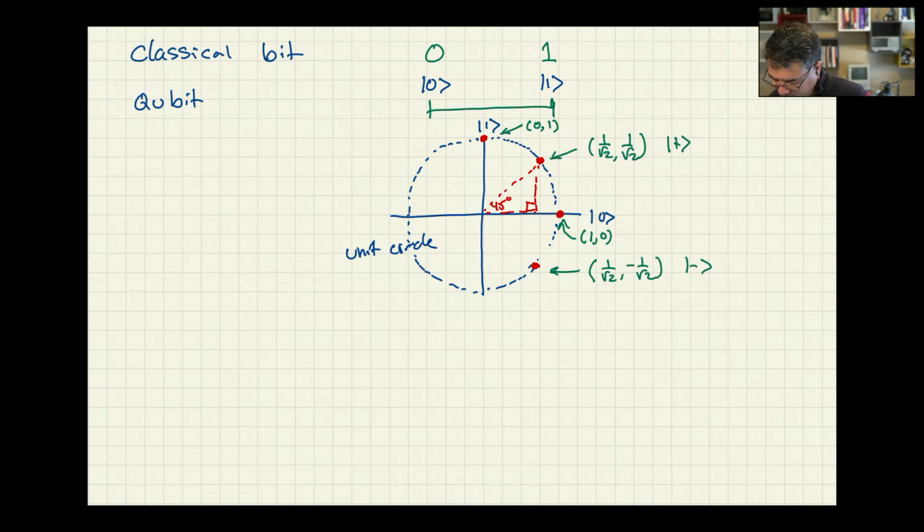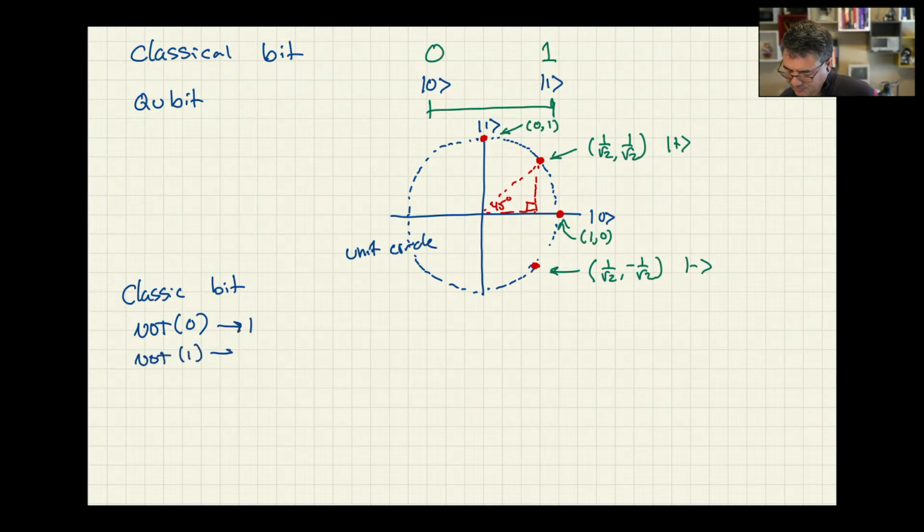So for a classical bit, we've got a fundamental not operation, and if you do a not on a 0, you get a 1, and if you do a not on a 1, you get a 0, right? So think of not as being like a function. You put in a bit, and you get the opposite one out.